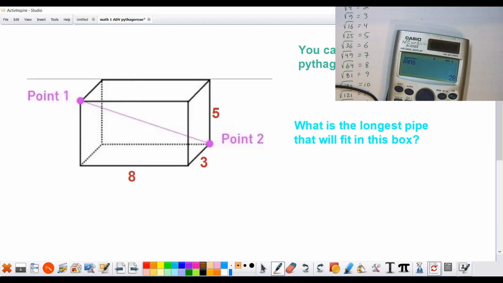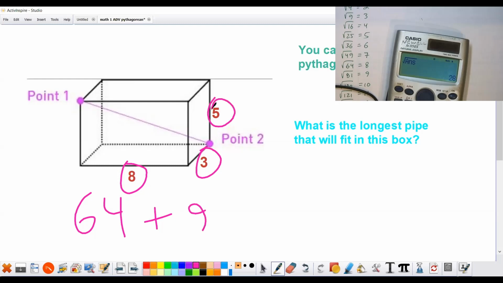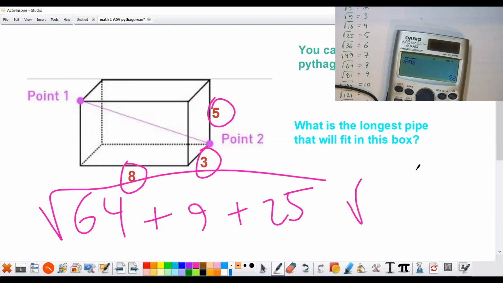They don't tell you that. Find it in a book. You won't. 64 plus 9 plus 25. Add that up and take the square root. That's the square root of, what do I got here? 34. I got 98. And the square root of 98.